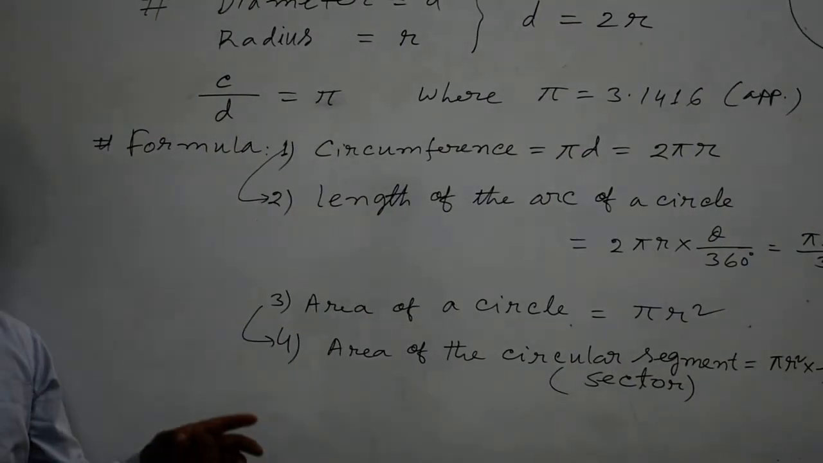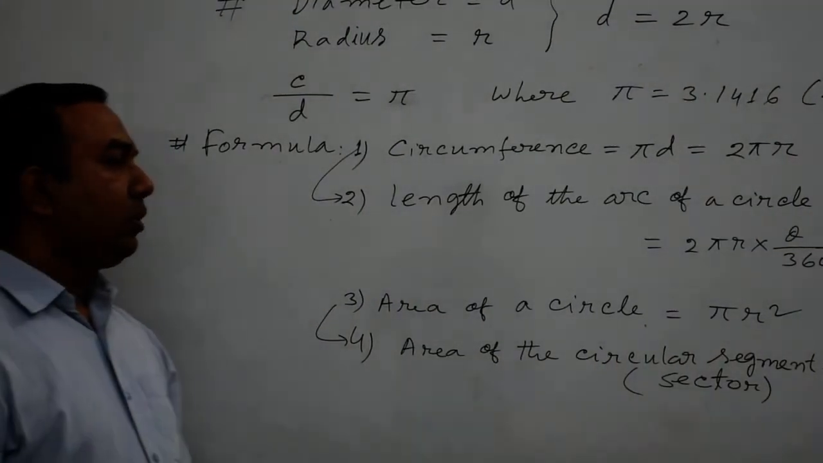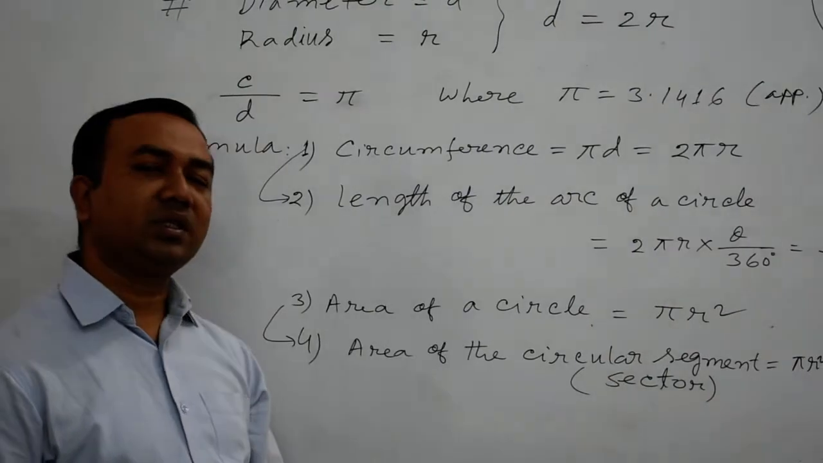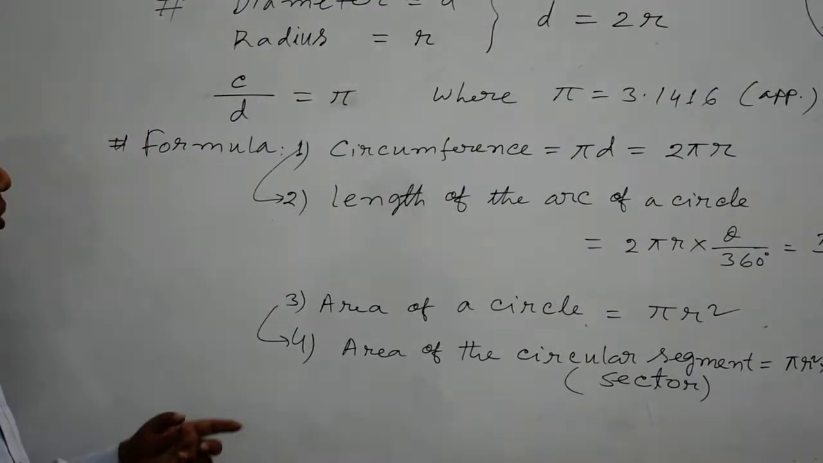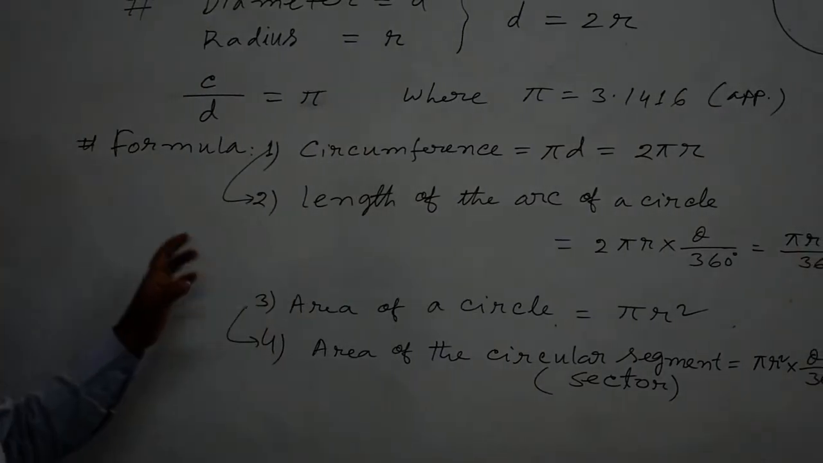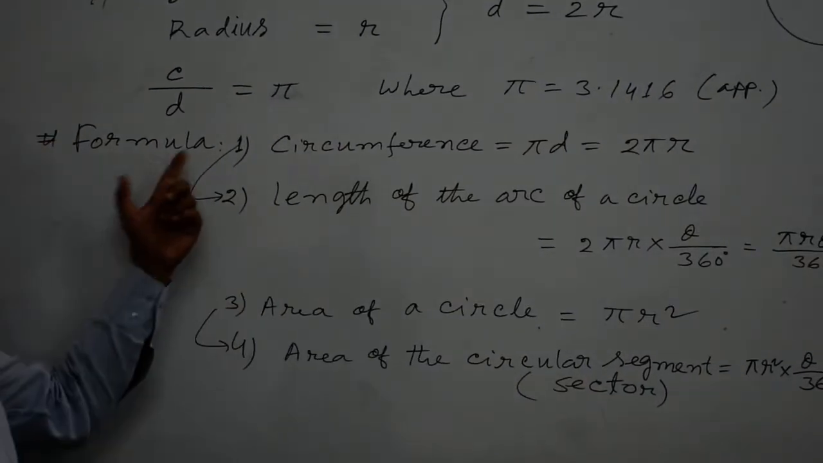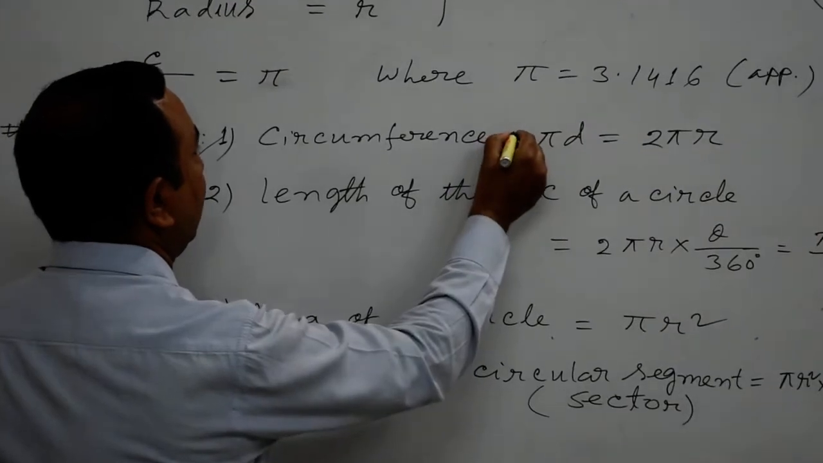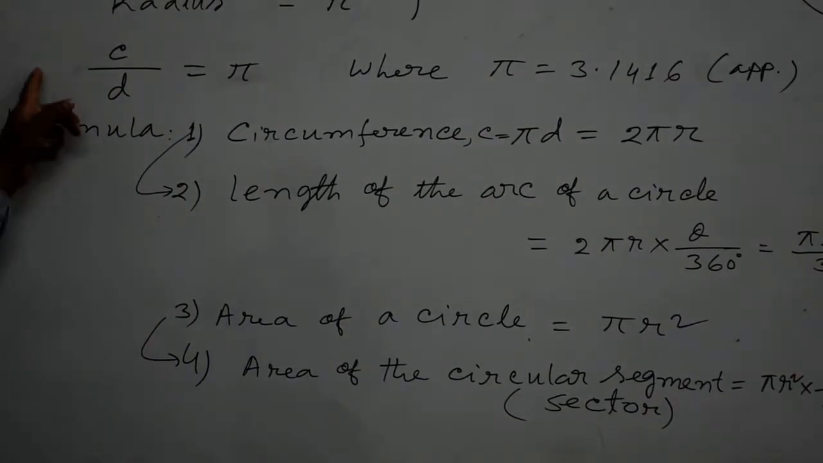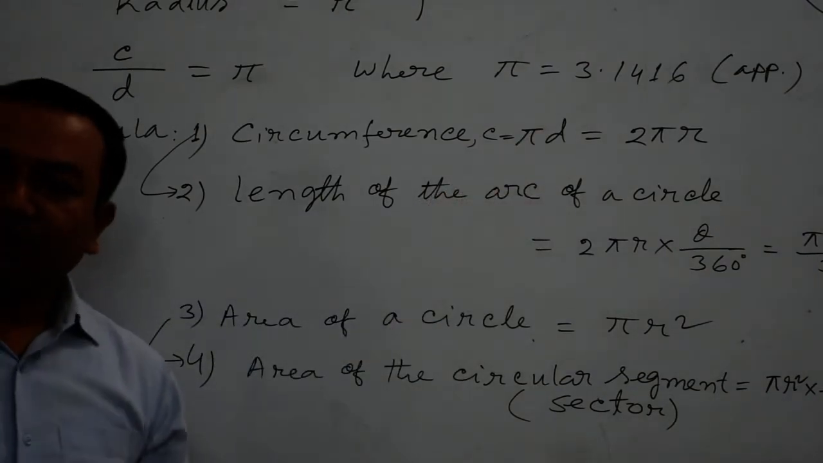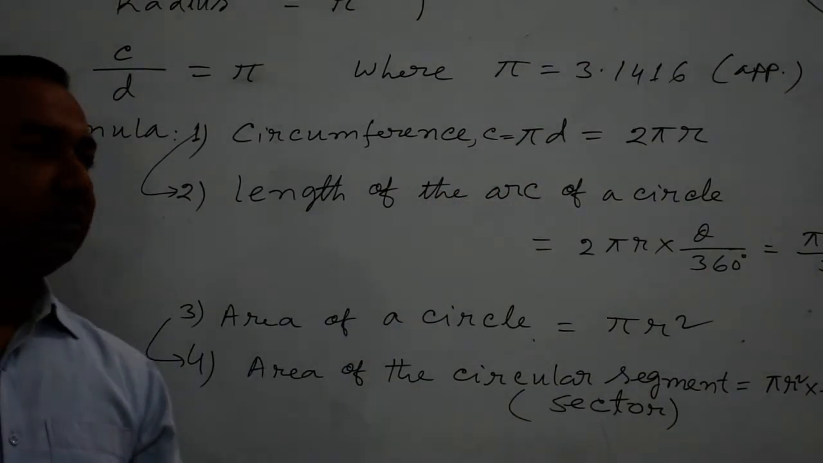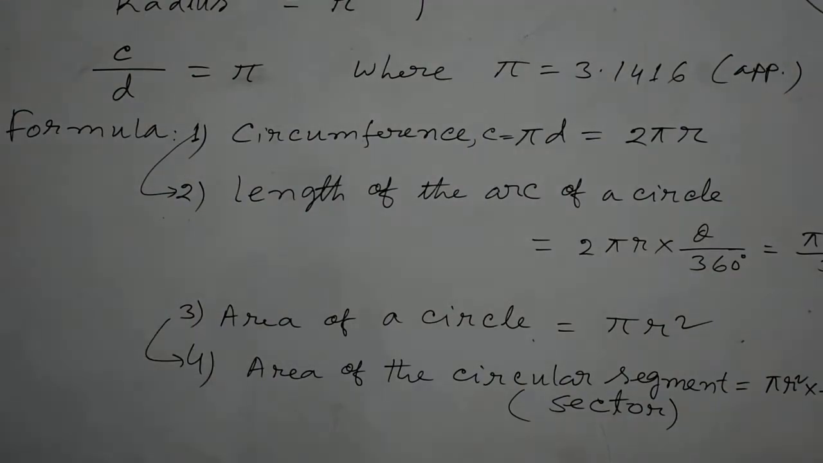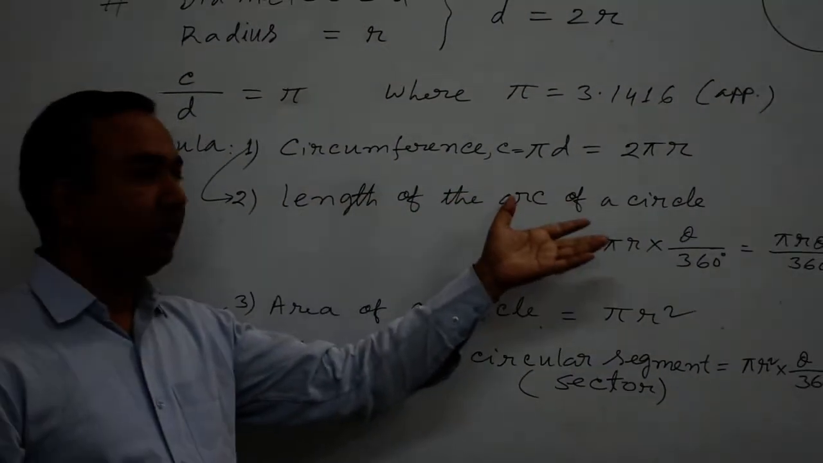Now we will introduce some new formulas: the length of the arc of a circle and the area of the circular segment. Before going to these formulas, you already learned the formula for circumference. From this relation you can write circumference C equals pi d. If you replace diameter by 2r, the formula becomes 2 pi r. So what is the formula for circumference? Pi d or 2 pi r.